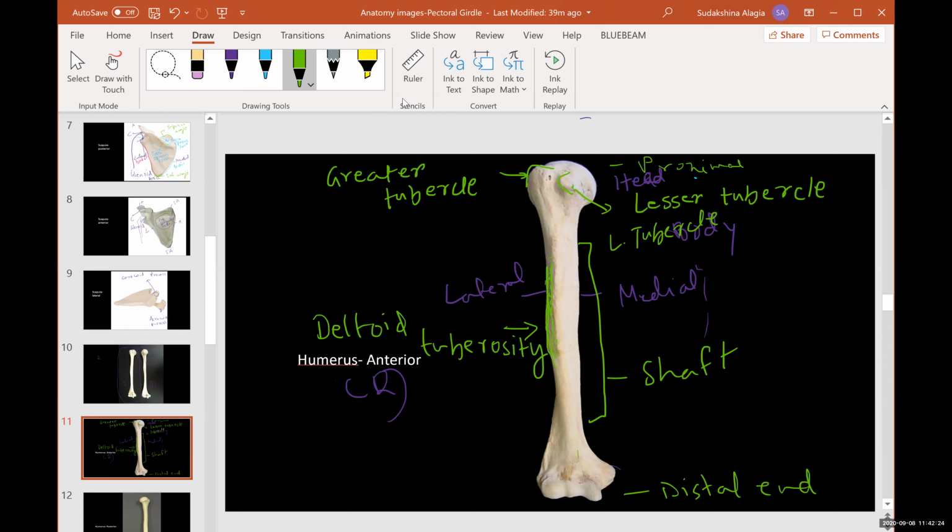Oftentimes when I'm in doubt, or when I was learning, or even now, sometimes I'm in doubt. You don't know everything, right? A lot of things I don't know. I always fall back to this baseline: lateral, medial, proximal, distal, anterior, posterior. If it's long bone, proximal, distal. If it's any other bone, I always fall back on that reference line. And things will make sense.